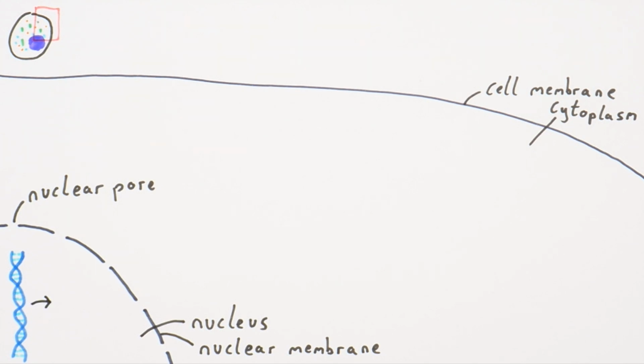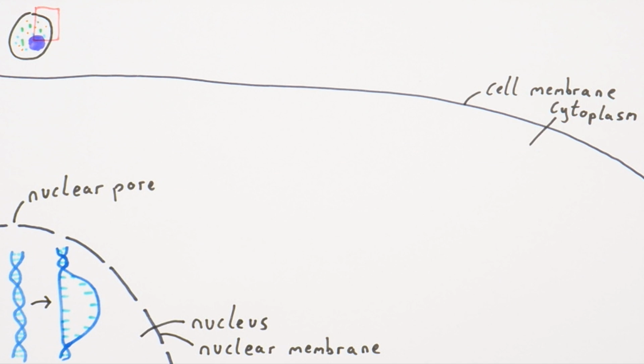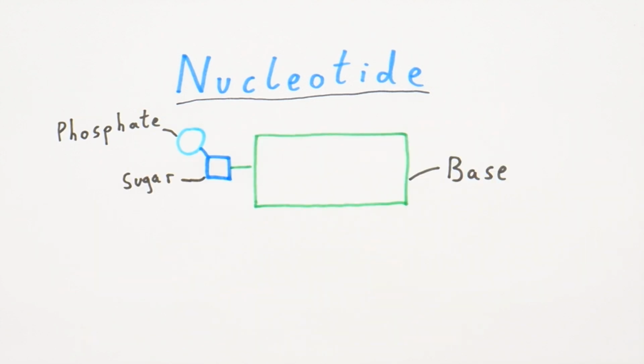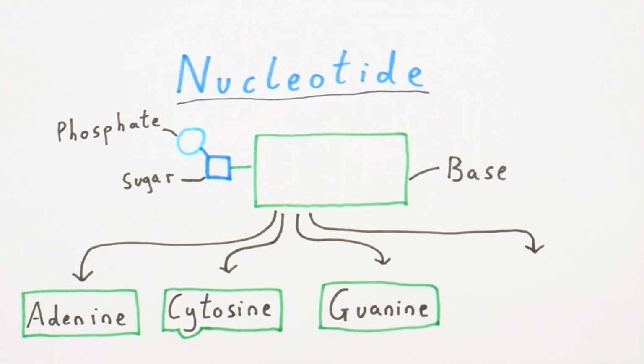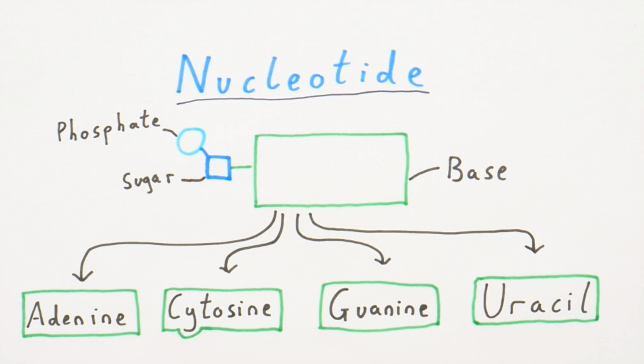Transcription begins as the DNA unwinds and the hydrogen bonds that hold the two strands of DNA together break. Now for a new key term, a nucleotide. A nucleotide is a phosphate attached to a sugar attached to a base. Inside the nucleotides, the bases can be one of four options: adenine, cytosine, guanine, and uracil. Wait, in part 1, we saw that DNA is made up of adenine, cytosine, guanine, and thymine. So what's uracil? Uracil is a base that actually replaces thymine in the protein synthesis process.